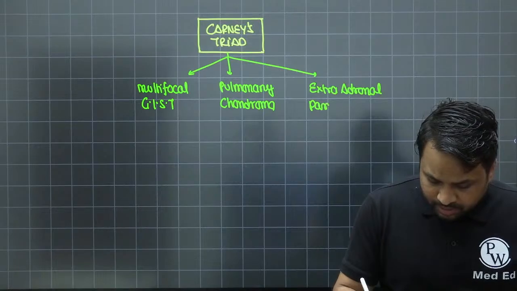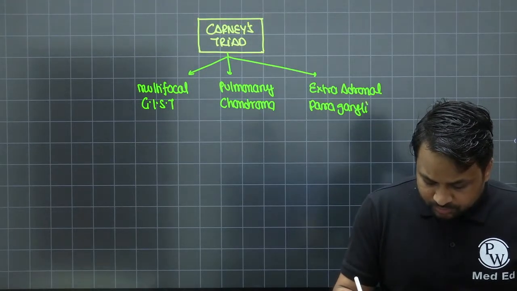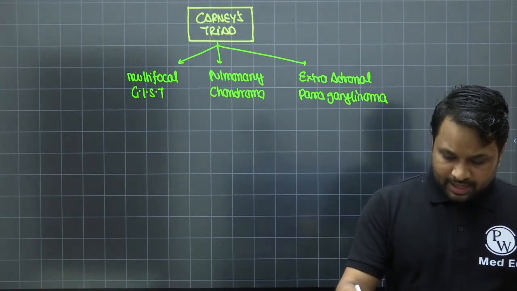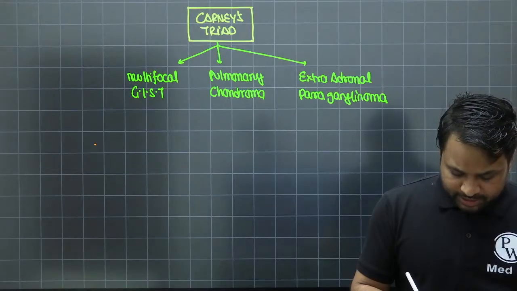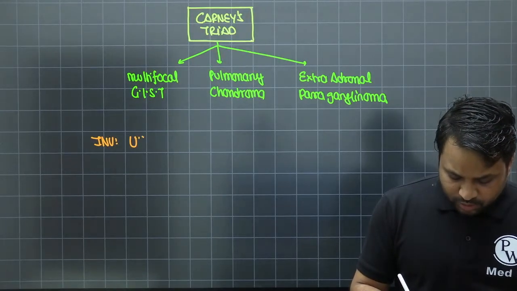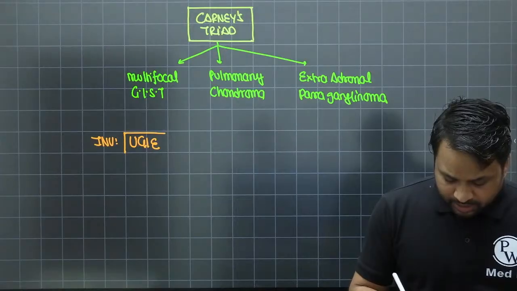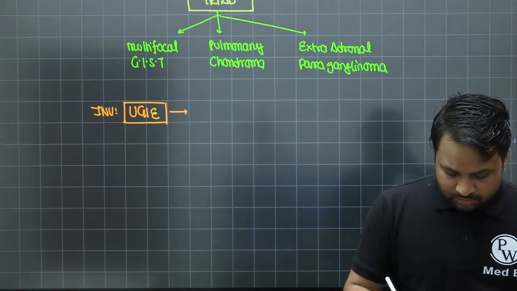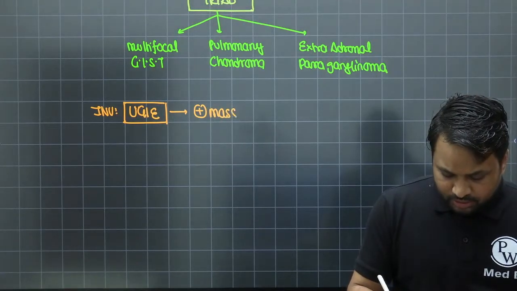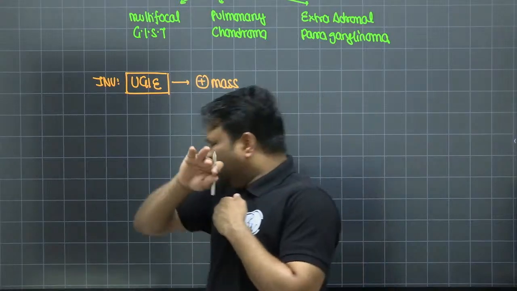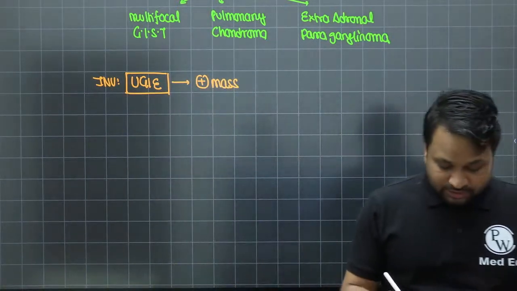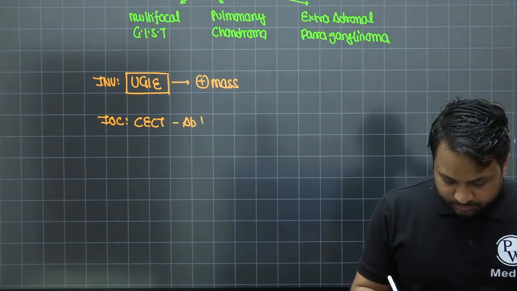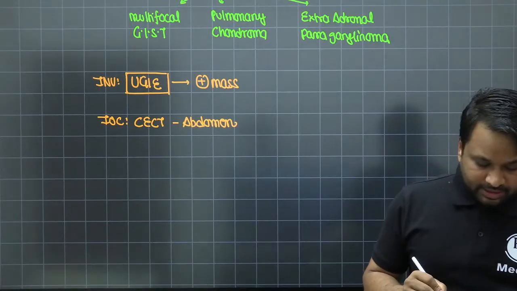extra-adrenal paraganglioma. Right now, as the patient is presented to you with an upper GI bleed, in terms of investigation, I will do an upper GI endoscopy, where I will see the presence of a mass or a lesion. Because it is extremely vascular, I would not like to do a biopsy. Here, we'd go ahead with CT of the abdomen.